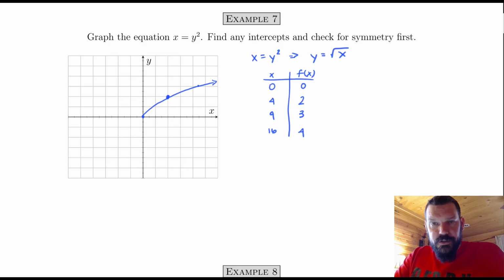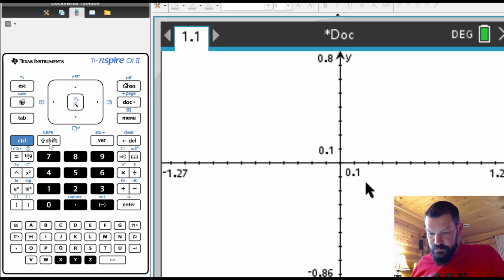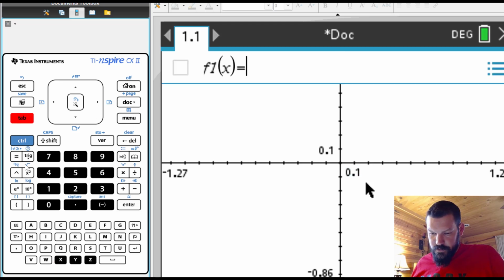That graph lies completely in the first quadrant. So it does not have symmetry with respect to the x-axis, the y-axis, or the origin. And we can see that again graphically. If I graph the square root of x, there we go. All right.